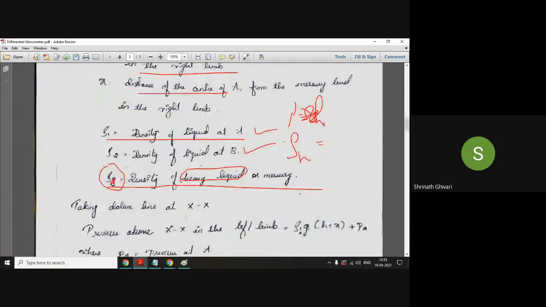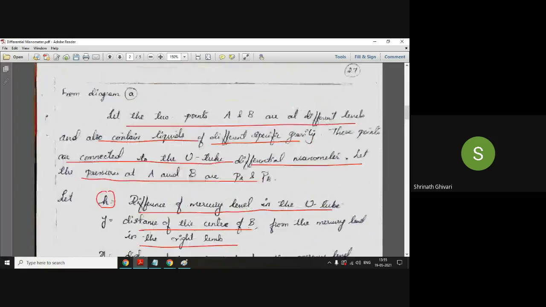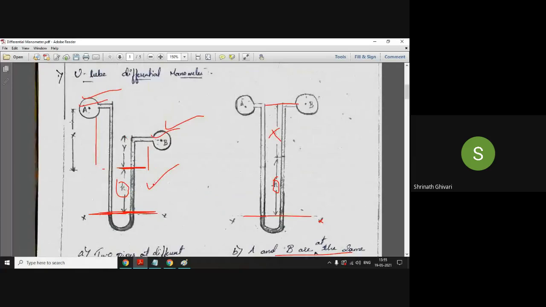Which is the datum line here? XX is the datum line. So if XX is the datum line, can anyone tell me the pressure at the left limb? It will be PA plus ρ1 g into what? I want to measure the pressure on the left limb. It is (h plus x).